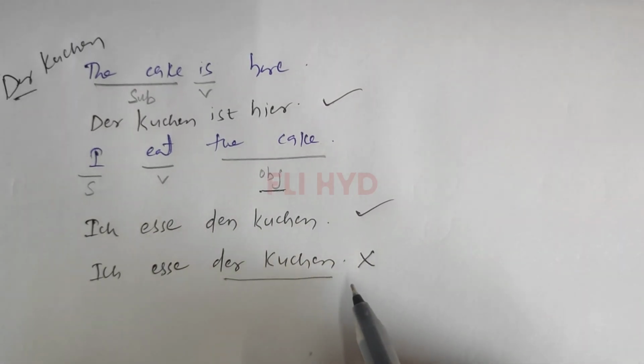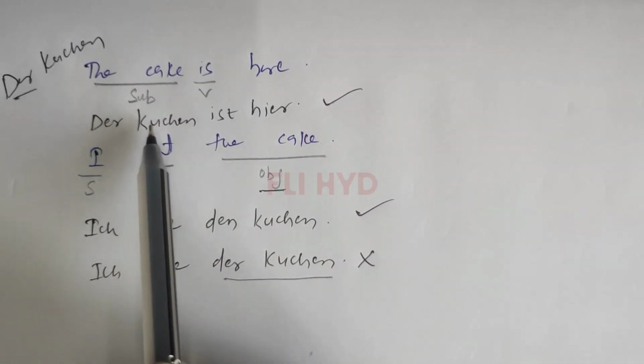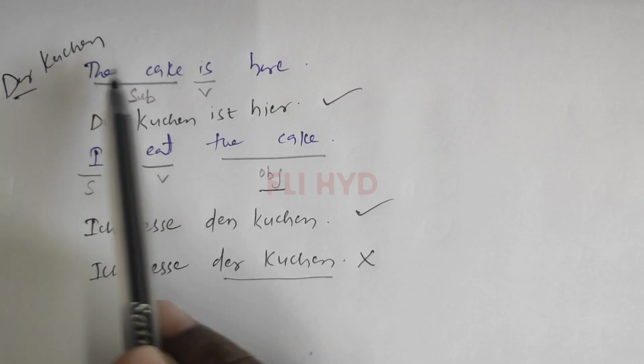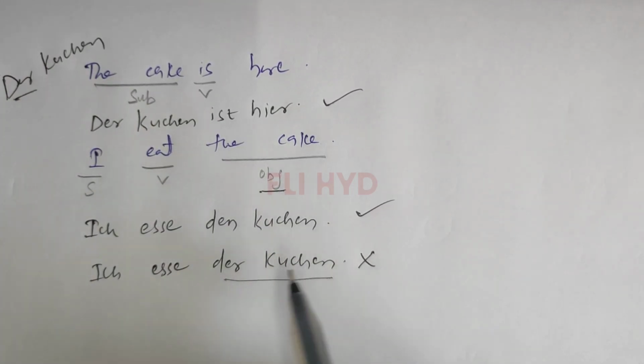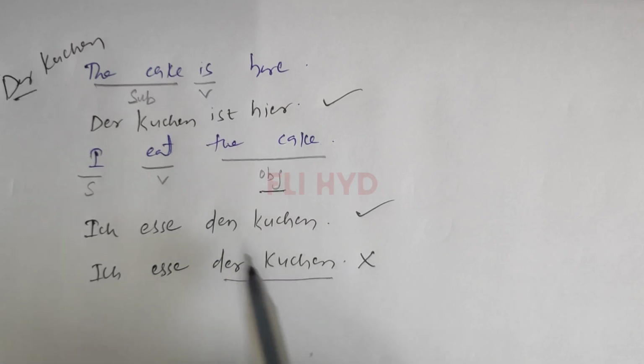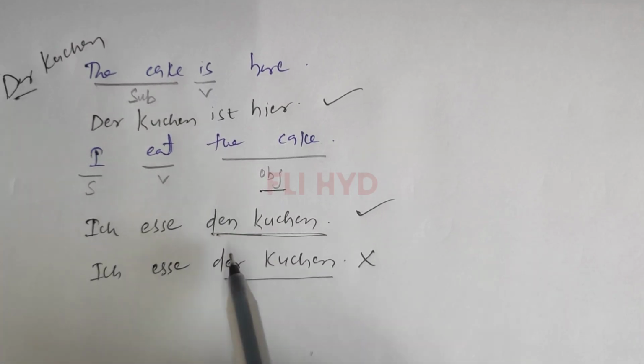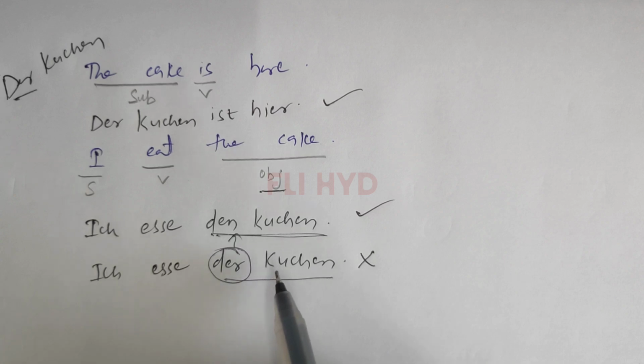No, wrong. Why? Of course there it is der Kuchen because it is in the subject place, but here it is in the object place. If it is in the object place, we cannot write it as der Kuchen. Instead we have to write it as den Kuchen. So the article der changes in accusative to den. Clear? So you have to be very careful.